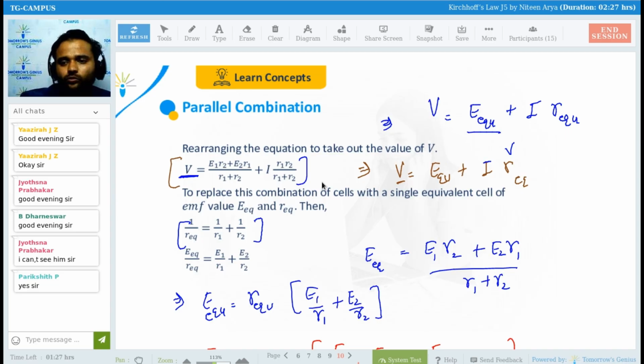Voltage and EMF are two different scenarios. Why so? EMF is the voltage where current is zero, and the voltage of any particular cell, combination of cells or a battery is that particular potential difference or electric potential where current is going to flow. Okay.